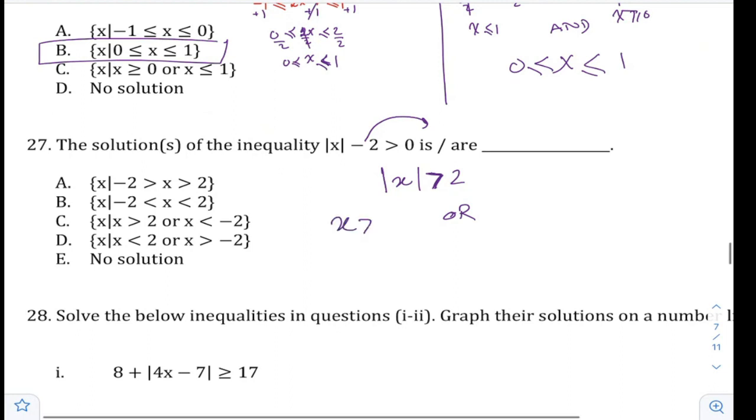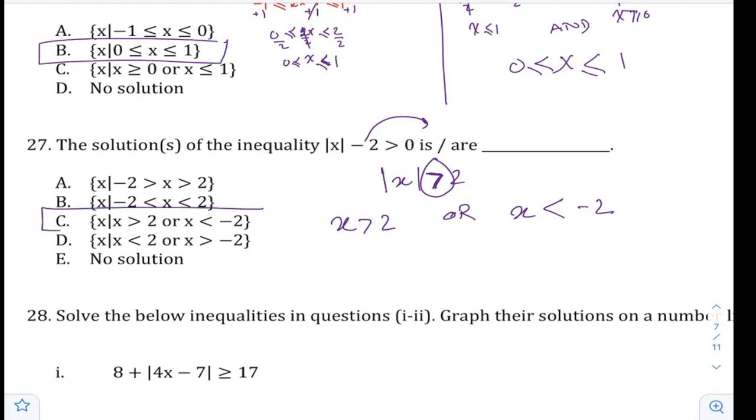The first one is the same as it is. The second one, reverse this and reverse the sign. So we don't need to move more than that. We have it ready, solved in C.